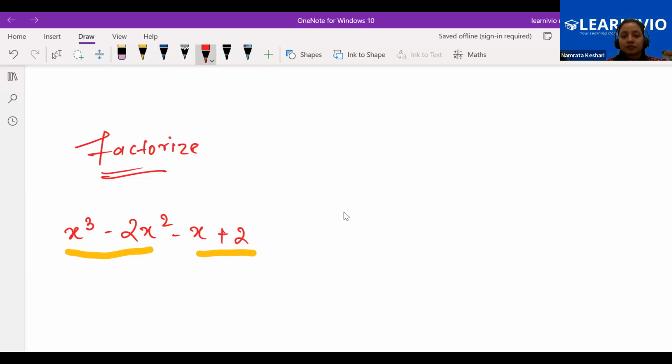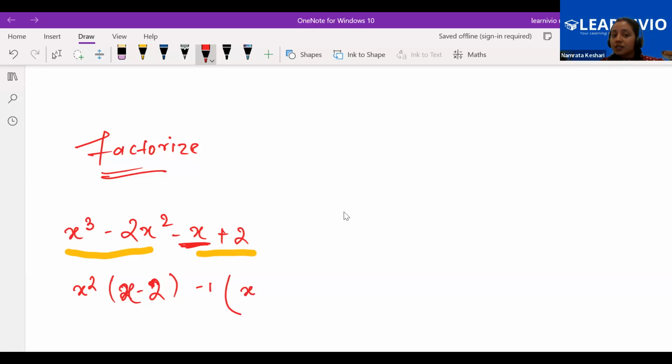Ma'am, from the first two terms, the common factor will be x. Only x, Farhan? No, ma'am, x square. X square. What will be remaining, Ayan? X minus 2. And what can be taken out common from the next two terms? Tell me. Minus 1. Minus 1. Then only this x which is negative over here will become positive in the bracket.